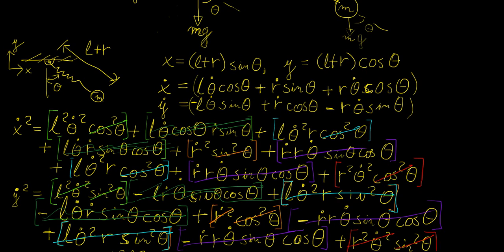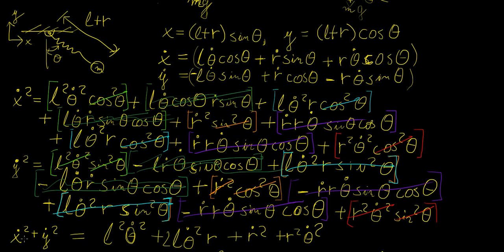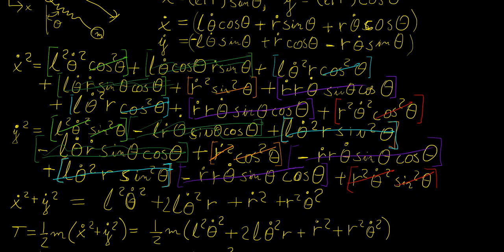Okay, so now that we did all this incredible mathematics, we're going to add this together. We're going to have this term plus 2 times this term, which is right here. Then we're going to have this term here, and the last one is going to be this one. And that's it. We're done with our total velocity magnitude squared. And now the kinetic energy is just going to become half of the mass times x dot squared plus y dot squared. So we have this term here.